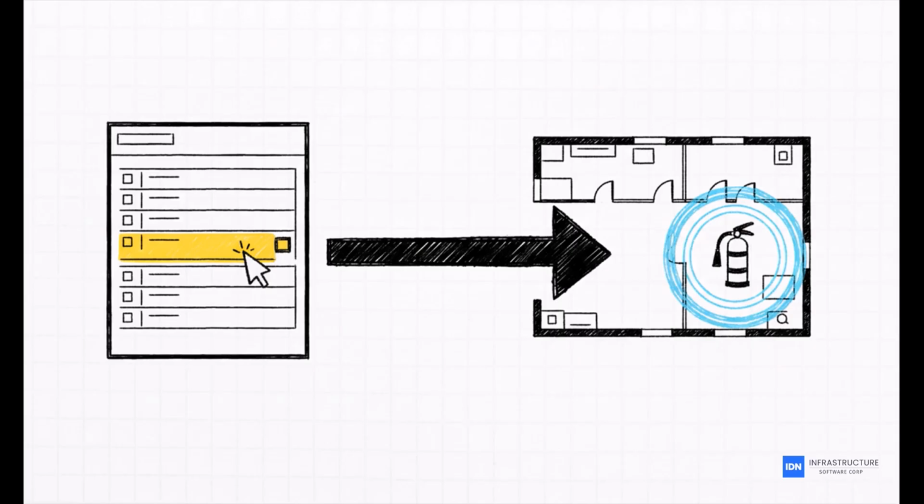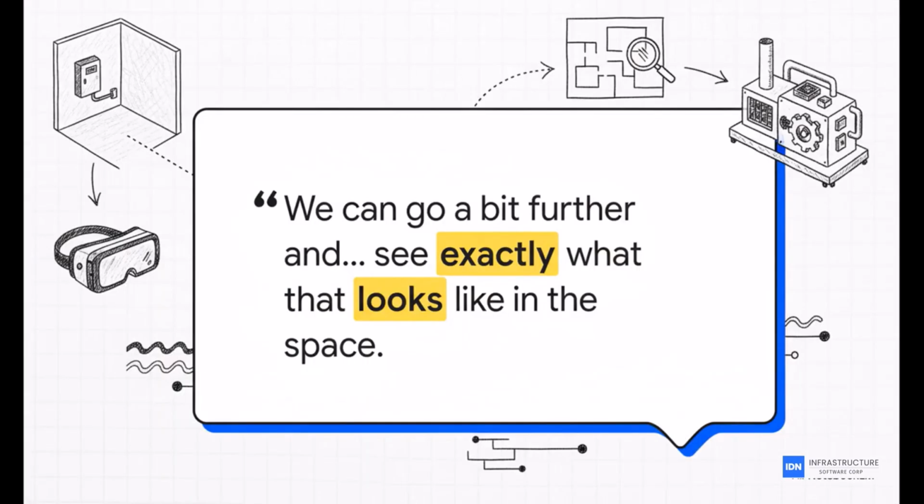Now, here's the magic moment. You click one button, Show on Floor Plan, and boom, you're instantly zoomed from that row of text to its exact pinpoint location on the map. The auditor is happy, you look like a rock star, and the whole thing took about 10 seconds. And, you know, finding it on a 2D map is already a huge win, but we can take it even further. By integrating 3D tools like Matterport, you can, and I'm quoting here, see exactly what that looks like in the space. It's like you're virtually standing right there in the room, looking at the asset.